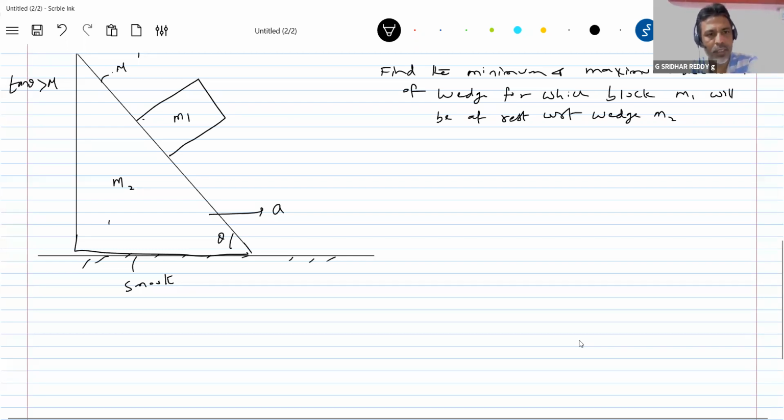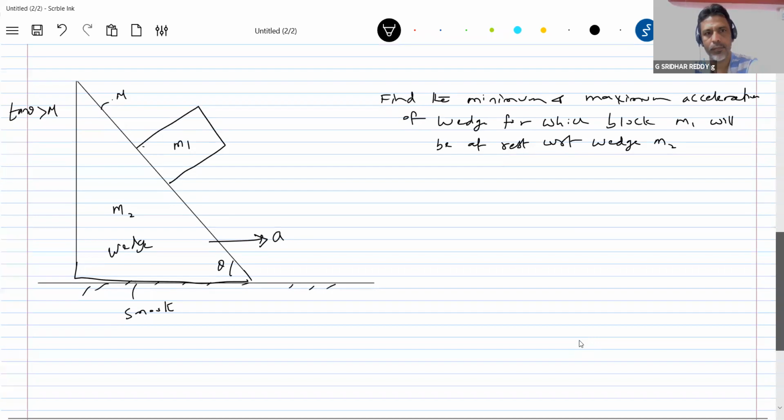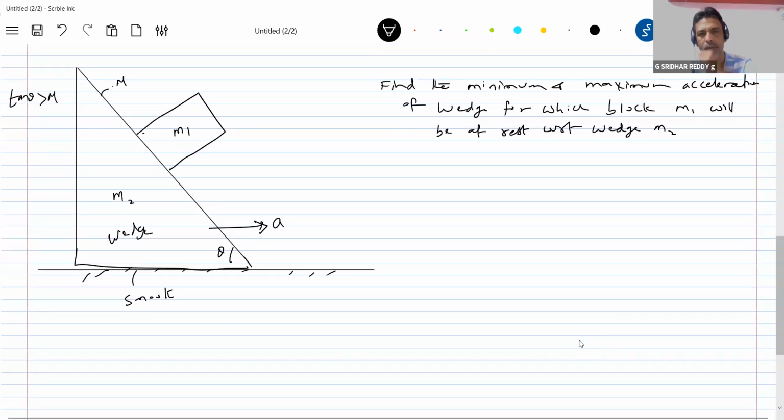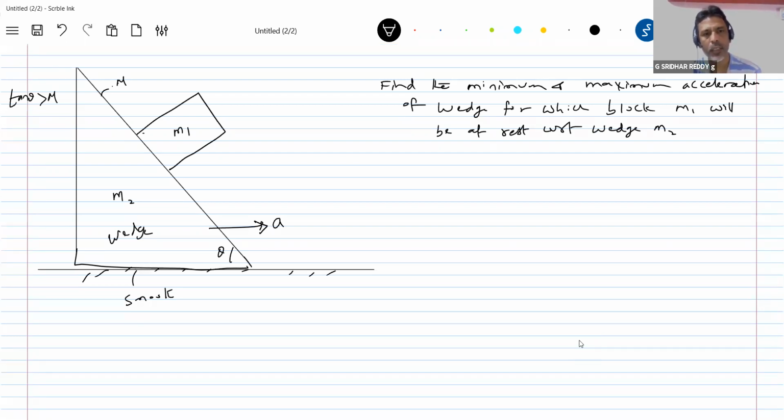If I don't move the wedge, what is the state of the block? The block will slide down. So what are the minimum and maximum accelerations of the wedge so that the block M1 will be at rest with respect to the wedge? That's the condition given for us. In which frame will the problem become very easy? By this time, you know inertial and non-inertial frames. Definitely in the non-inertial frame the problem will become very easy and easy to understand also.